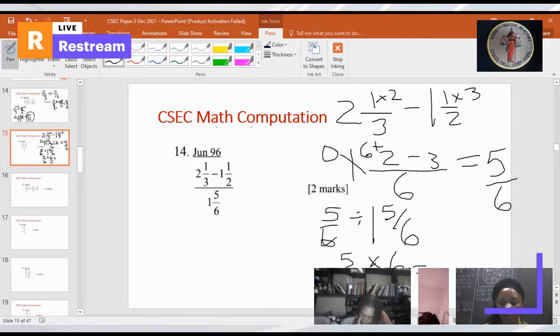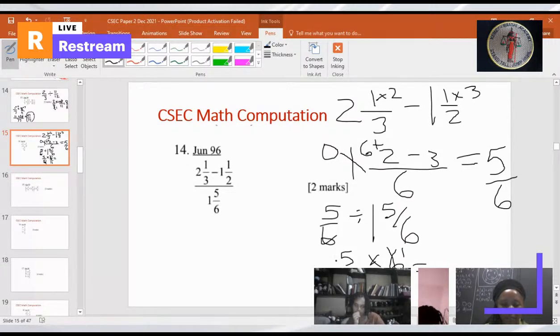Which gives what now? We can cancel the 6 and the 6. 6 into itself is 1. So 5 times 1 is 5, and 1 times 11 is 11. This would be 5 over 11. All right, that's our answer there.